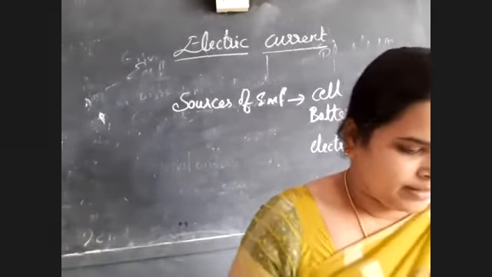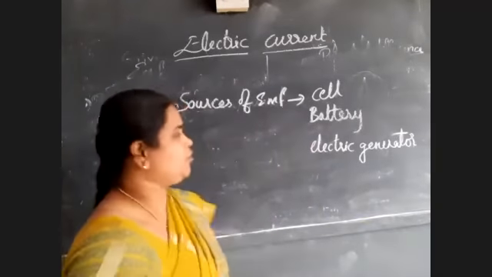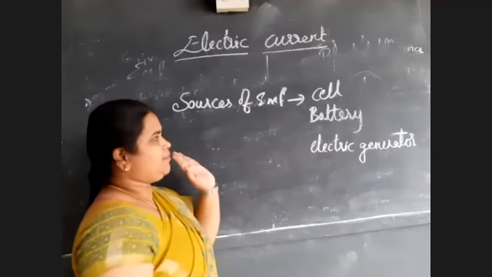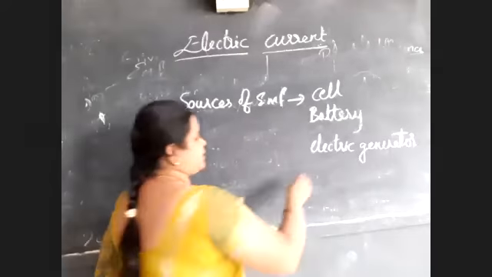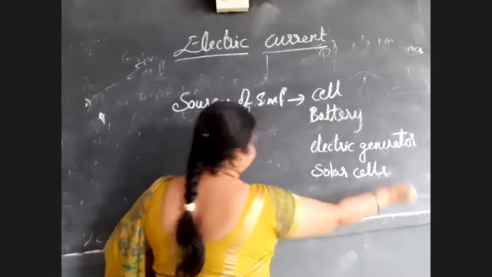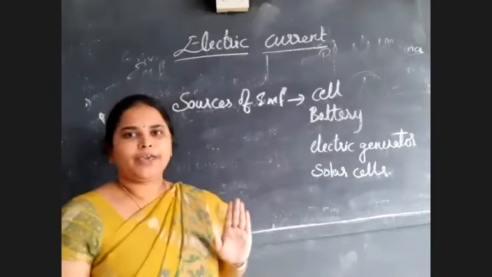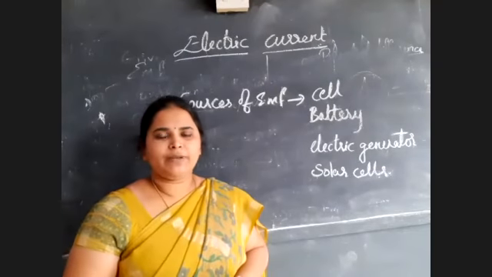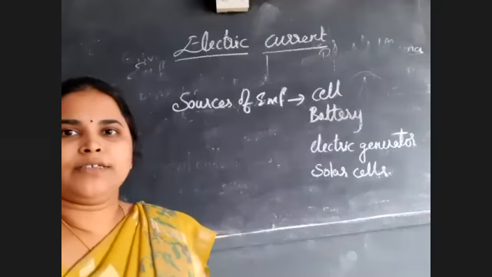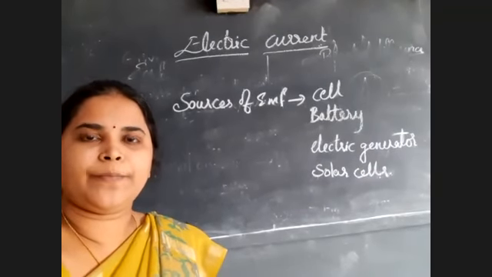Okay. And we also have solar cells. Solar cells and cells, they all come under same thing, or else you can write solar cells. So these are the sources of EMF. Okay. Now in the next session, we will be discussing some symbols of the components of electric circuit, or we will be discussing about different electrical components. Okay.